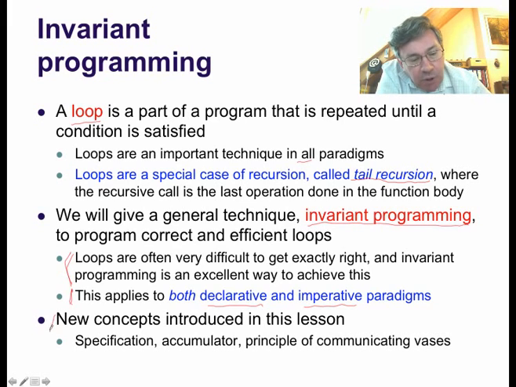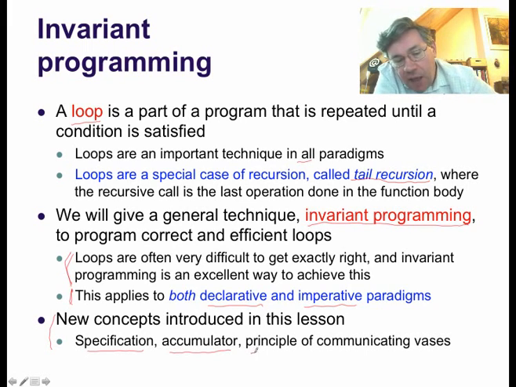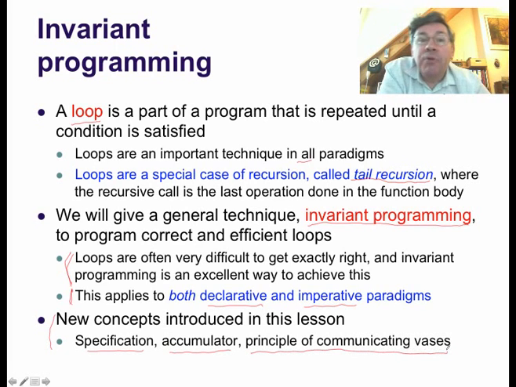So the new concepts that we're going to introduce in this lesson, in addition to invariance, are the specification of a function. This is a mathematical formulation of what the function is doing. And then the notion of accumulator, in which the result is calculated. And finally, a useful principle for doing invariant programming, which is called the principle of communicating vases.